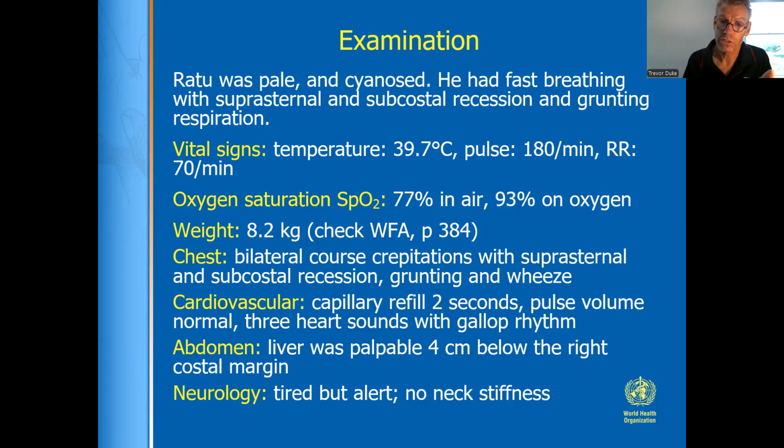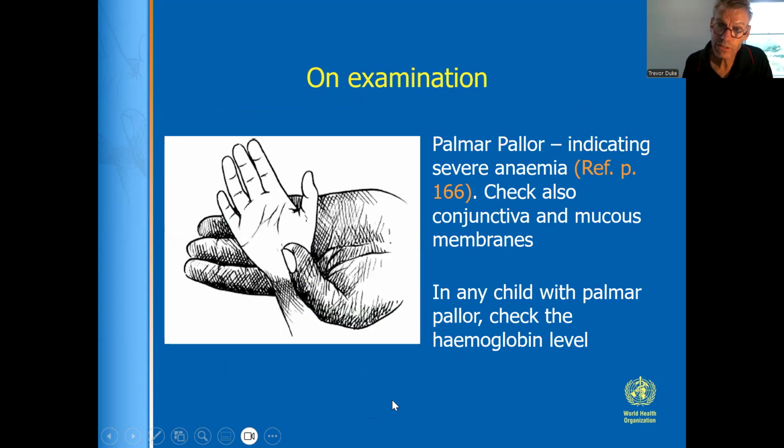But he doesn't have shock. His capillary return is okay, and he was warm and well perfused. His liver was palpable, so it might be that he's got a congested liver. He was tired, but he looked alert. You saw the videos, and he had no neck stiffness. He had quite significant pallor of the palms. That can indicate severe anemia, almost always indicates severe anemia.